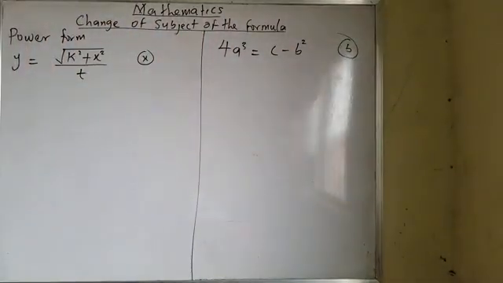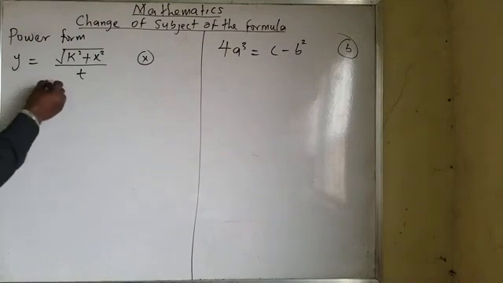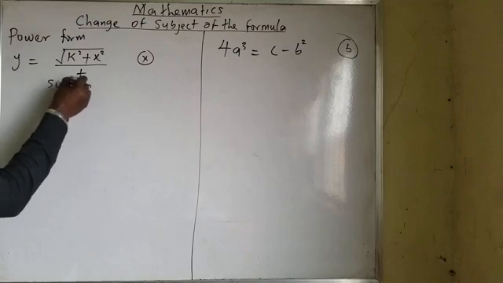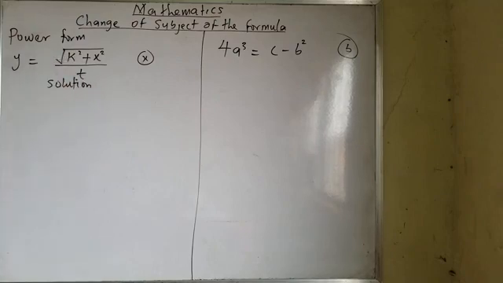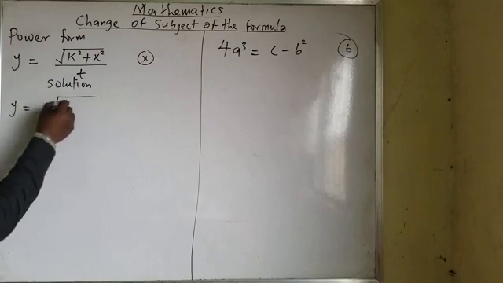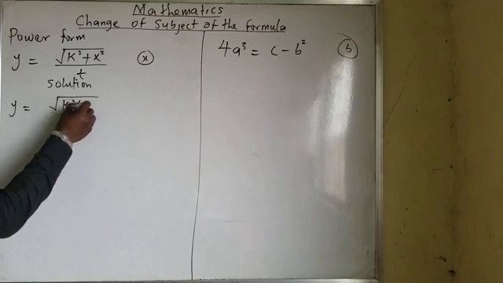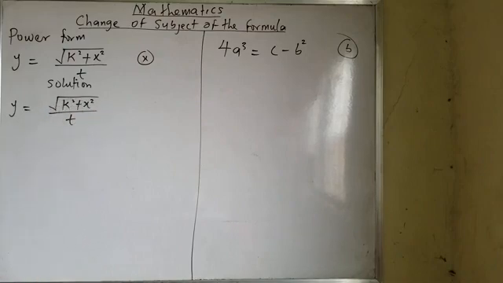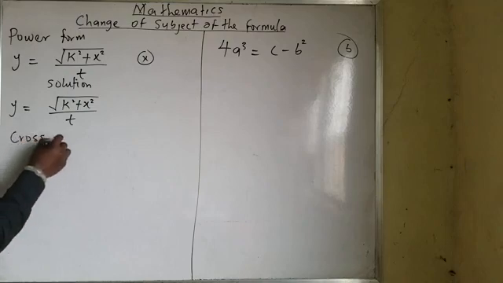Now, it's in power form. You can see that all of those things are having power. Now, how do I go about the solution to this? The first one, I'm having y equals to root of k squared plus s squared, divided by t. The first thing I will need to do is cross multiply.